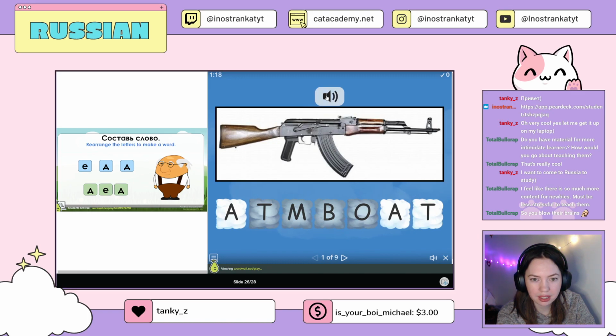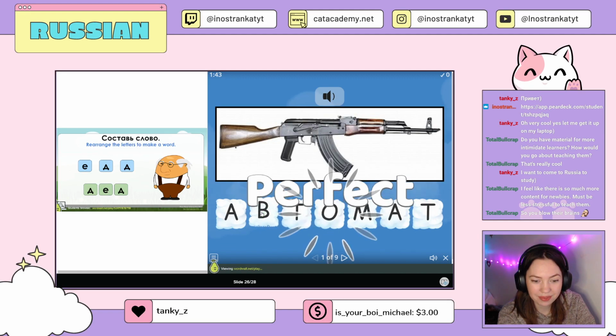Автомат. So at the end I can hear the syllable mat, and I know that m is the same as in English and in Russian, so mat. And also we got O by accident at the correct place, and we can see that only 2 letters are off, so we can switch them, and ta-da, it is perfect.